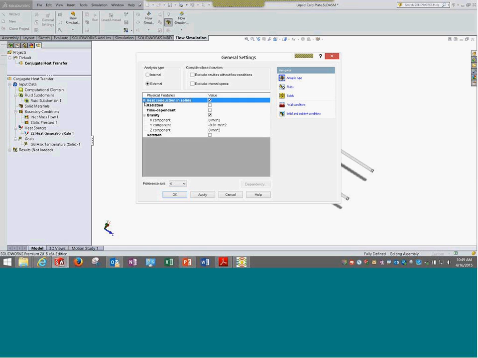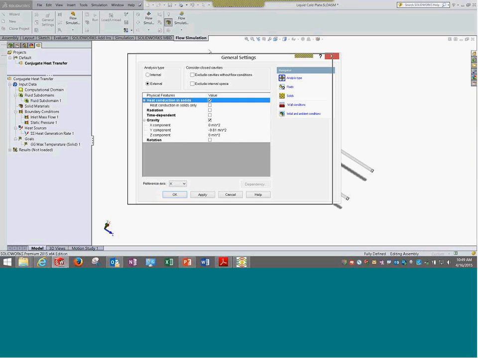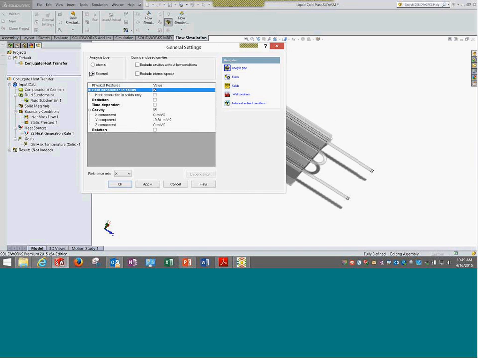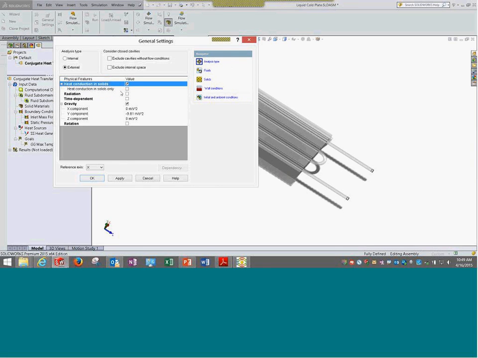In terms of the wizard or the general settings, again, an external flow analysis. They've done it as an external flow analysis, because the heat is dissipated to the atmosphere from that particular plate. Gravity has also been simulated, so there is no wind or any such thing, but the heat is dissipated only because of the weight difference of the air.